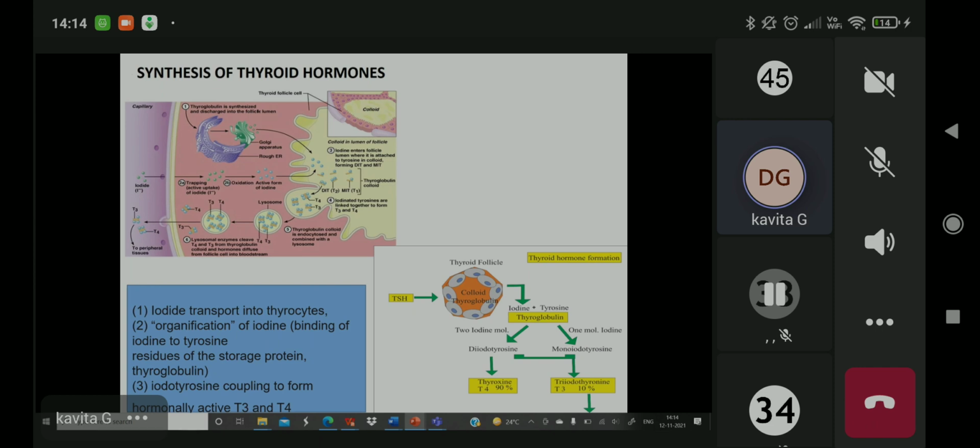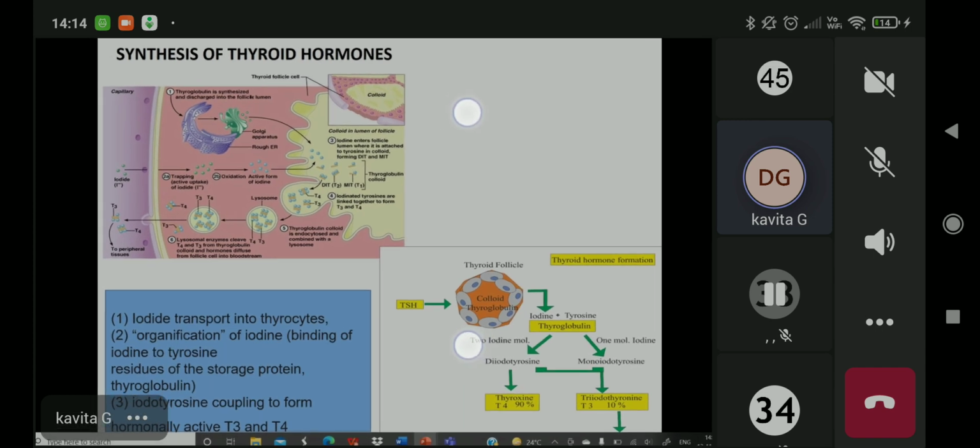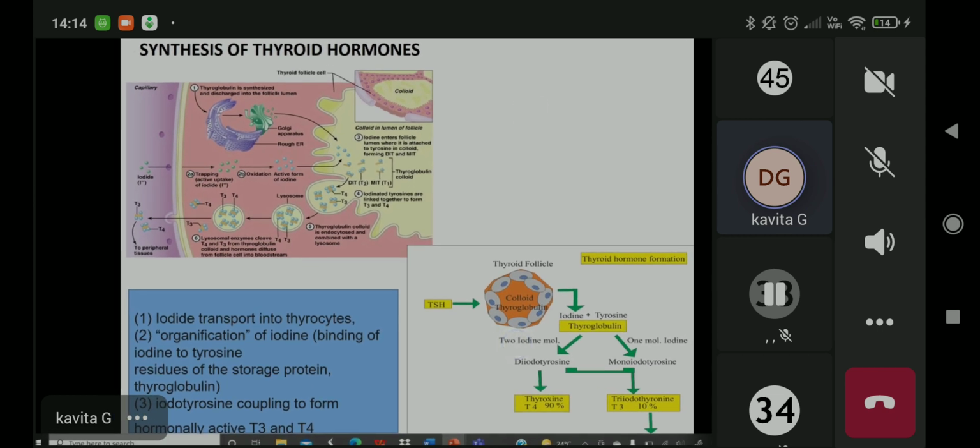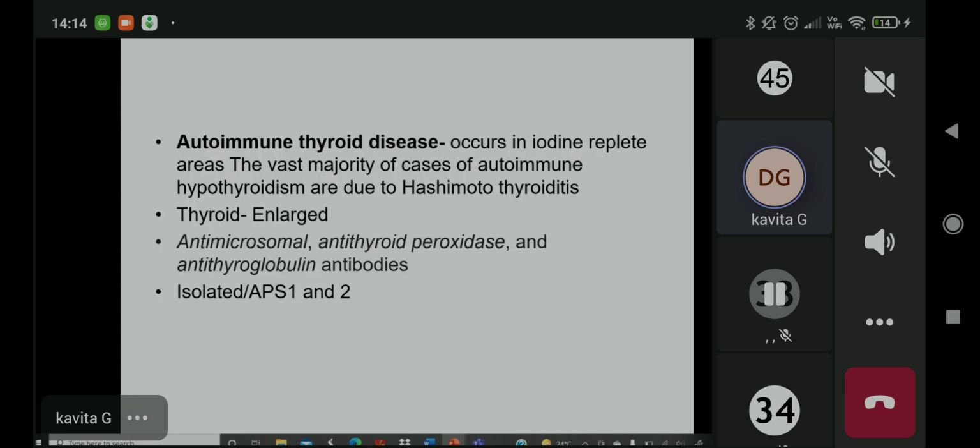So what can go wrong? First of all, the iodide transport inside is affected. Secondly, the binding of activated iodine with tyrosine is affected. And third, the iodotyrosine coupling to form active T3 and T4 has gone wrong. So anything that is wrong in this can lead to a problem in the synthesis of the thyroid hormones and clinically manifest as hypothyroidism. Now, there are other causes.